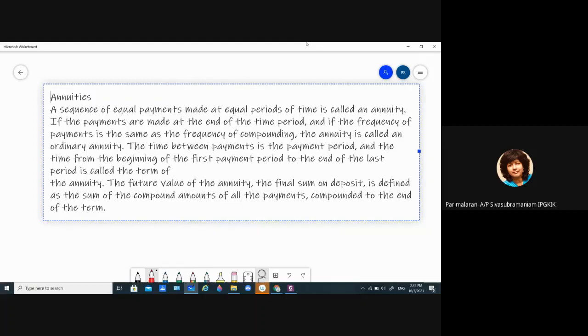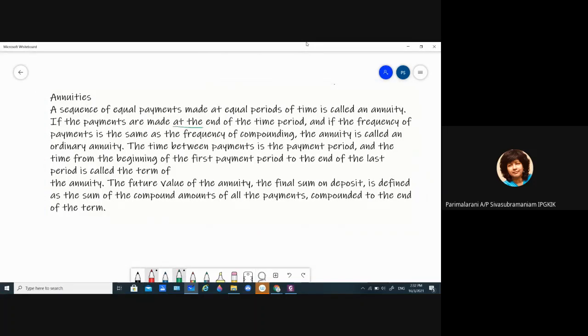If the payments are made at the end of the time period, say if you're paying monthly, then if you make the payment at the end of every month, or at the end of every quarter, or at the end of every year, then it is known as an ordinary annuity.